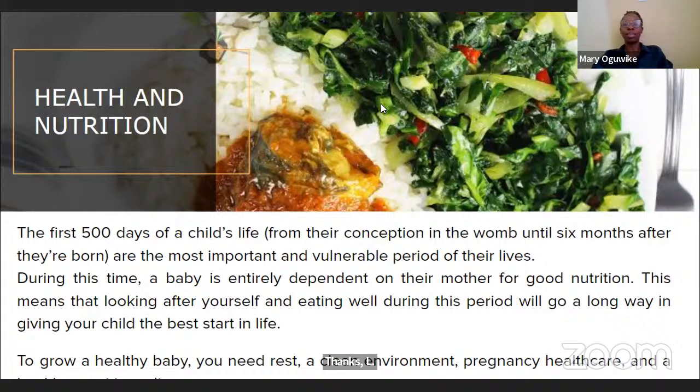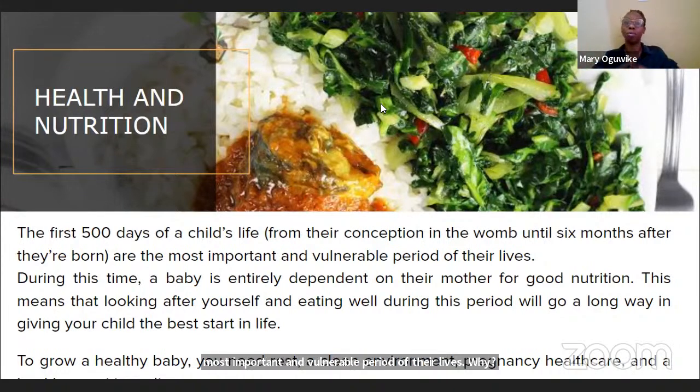The reason why the adage changes slightly in pregnancy to we are what our mothers ate is because of the first 500 days of a child's life, that is from the conception when the baby begins to form until 6 months after the baby is born. Now, this is the most important and vulnerable period of their lives. Why? Because a baby is entirely dependent on their mother for good nutrition.